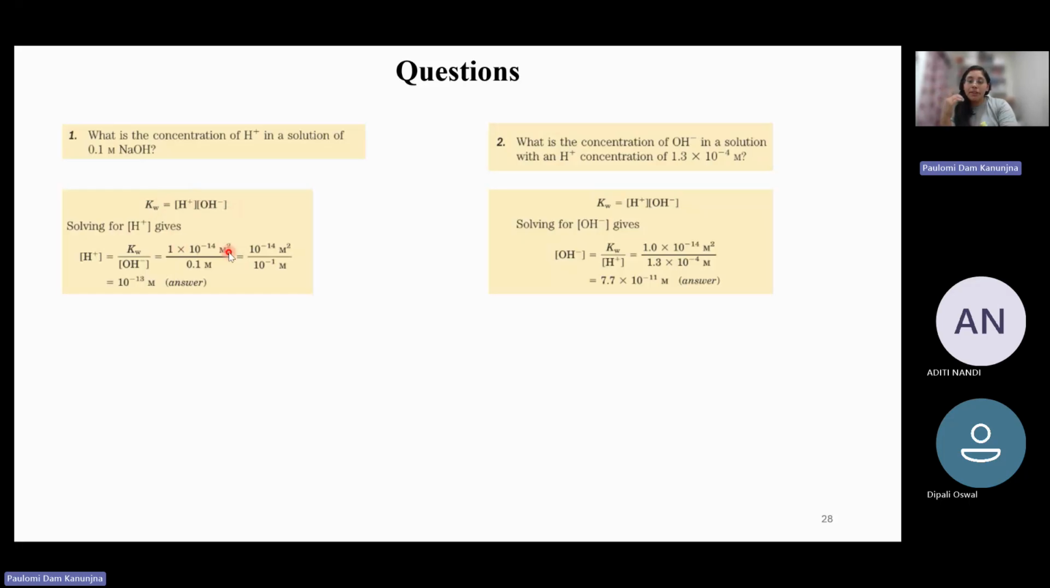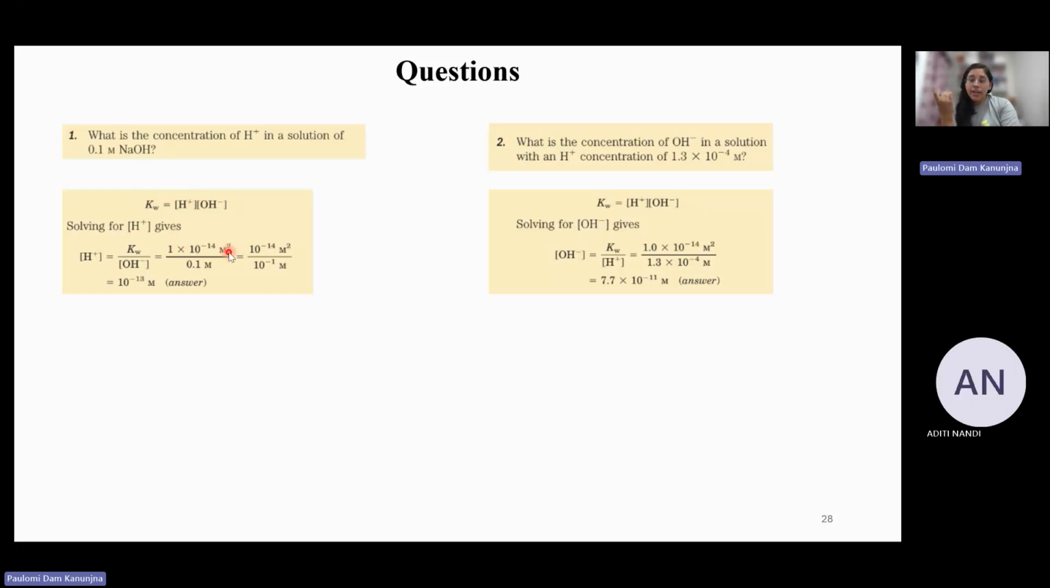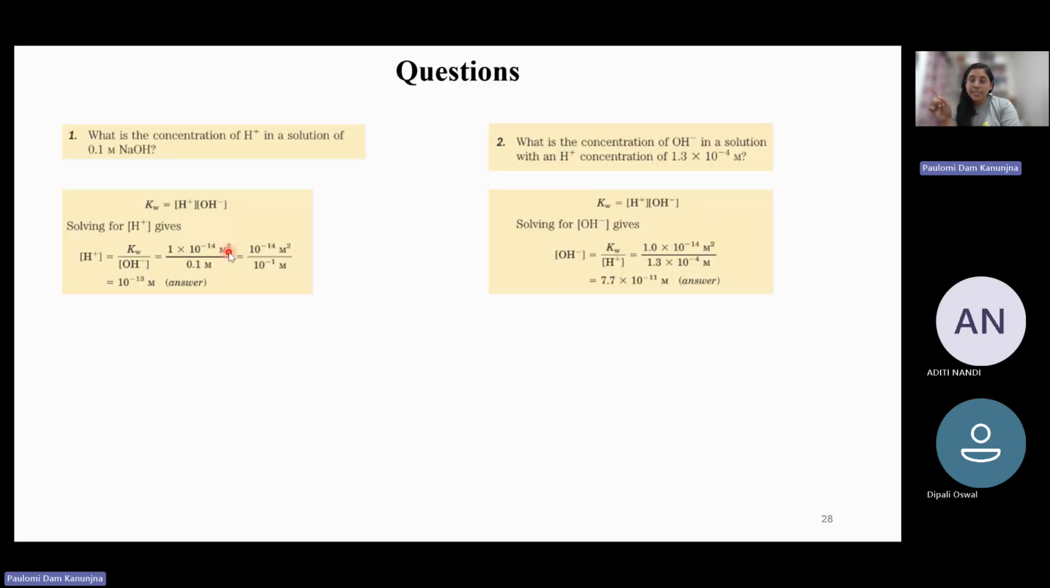That's why, if you remember, when we tried to find at what pH both of these are similar, you will find pH is 7. We found that out also. So be mindful, and once you have this formula, you just need to substitute the values and you will get the answers. One is 10 to the power minus 13, and one is 7.7 into 10 to the power minus 11. My cue to you is, remember that H plus and OH together will be 10 to the power minus 14.